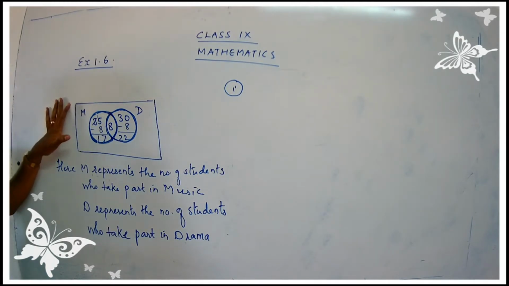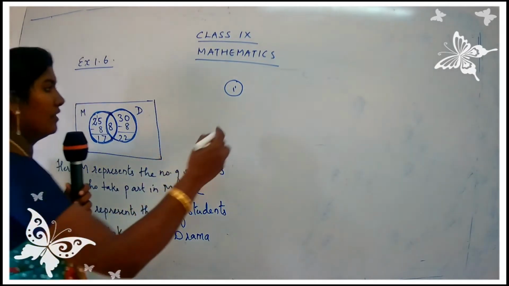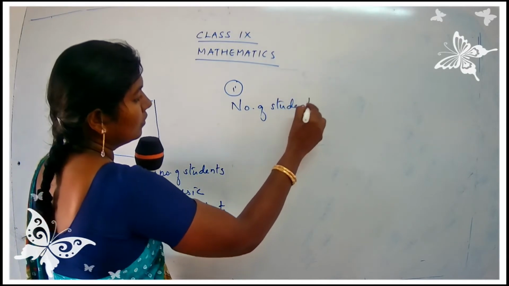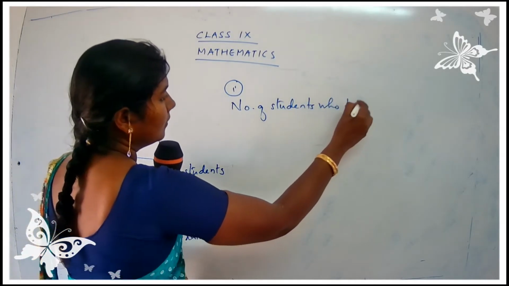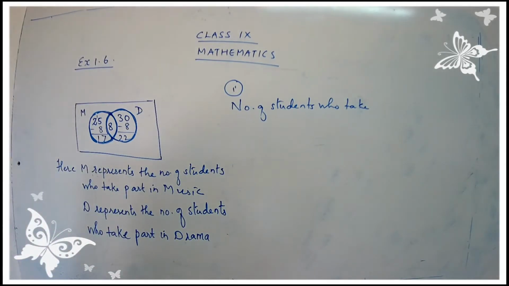First the Venn diagram, then here we explain what we have taken in the Venn diagram. We have taken some symbols, some alphabets over here. So we have explained what is M, and we have explained what is D. Now let's go for the answer part. What is the first part? The number of students who take part in only music. So write down the answer. Number of students who take part in only music.